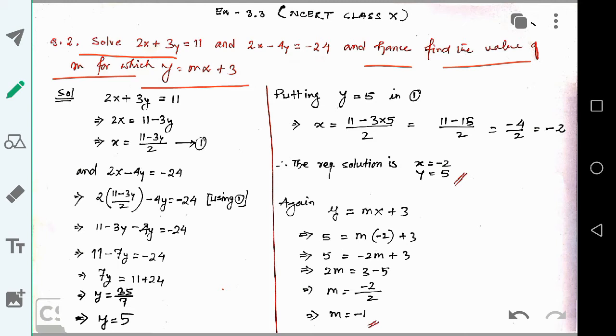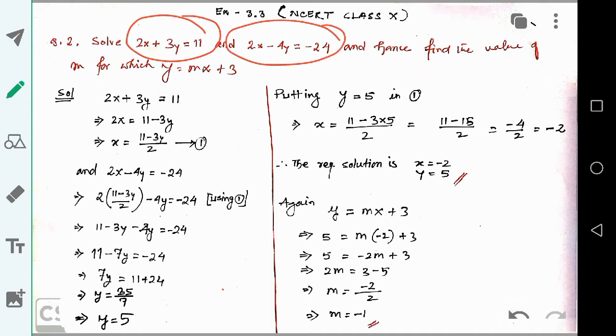Okay, now here you see in this question we have to solve these two equations first. Then we need to find the value of m for which this relation is satisfied. So now first write the given two equations here.